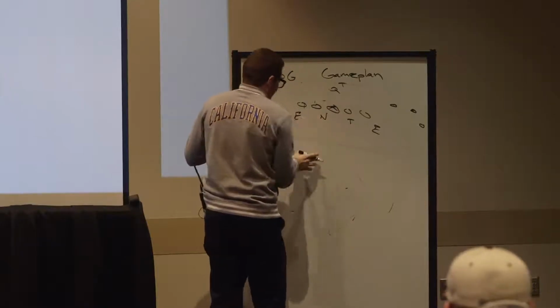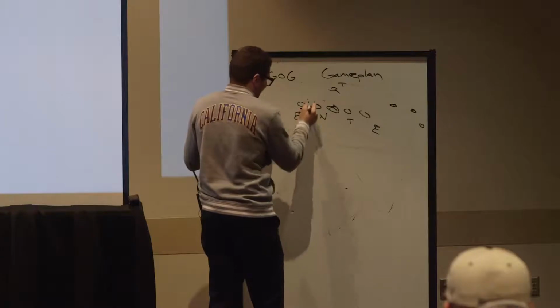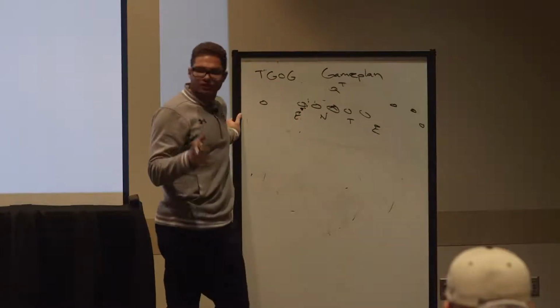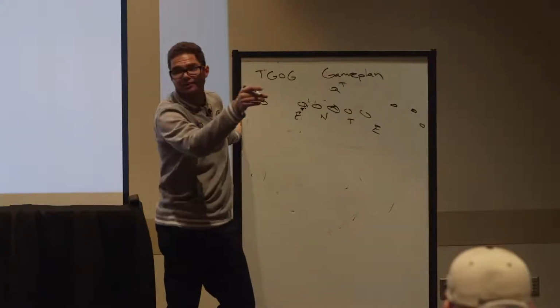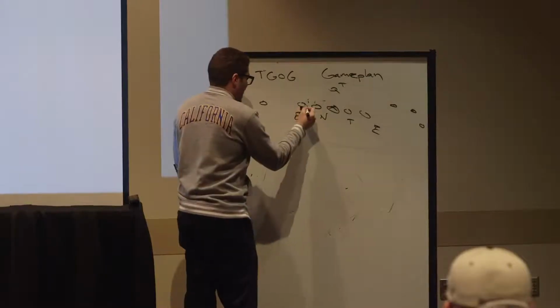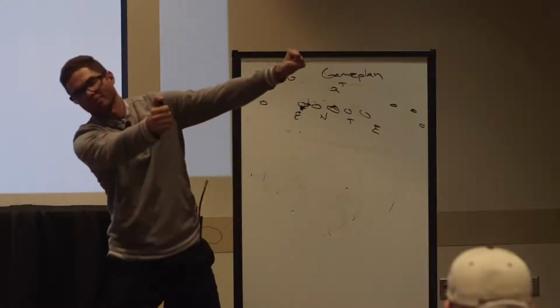If I am T-gogging and the gap inside of me is open, I'm a B-gap defender. Now, there's a lot of ways I can do that. We use a deuce technique, so we knock the tackle back and then play the B-gap with our hat. So he goes to knock him back, and then he puts color in the B-gap with his hat. So it looks like pot versus the base block.